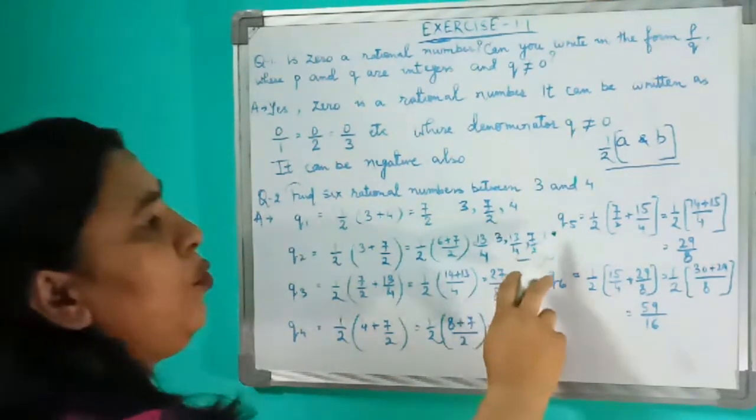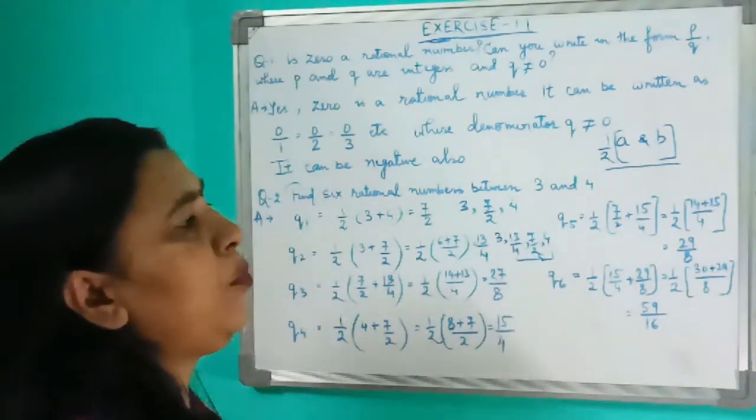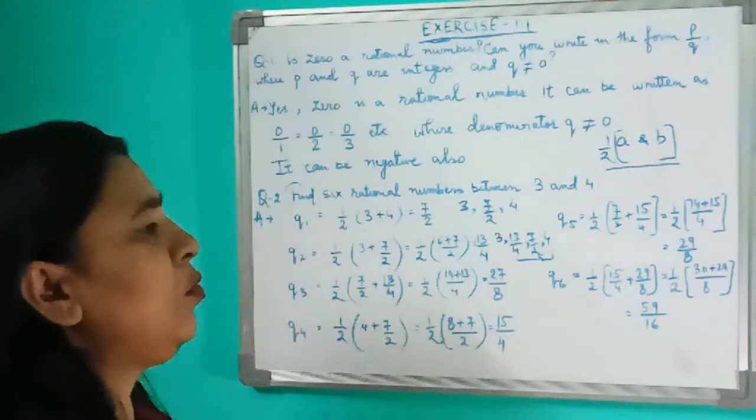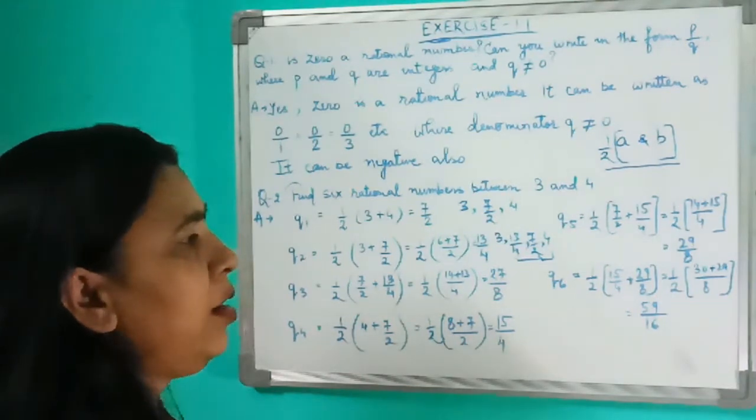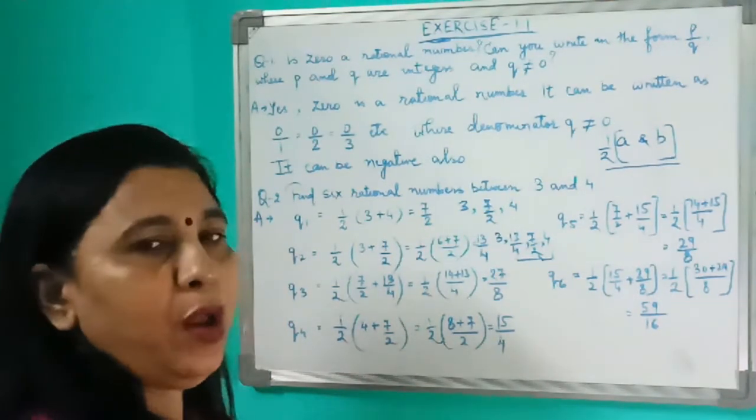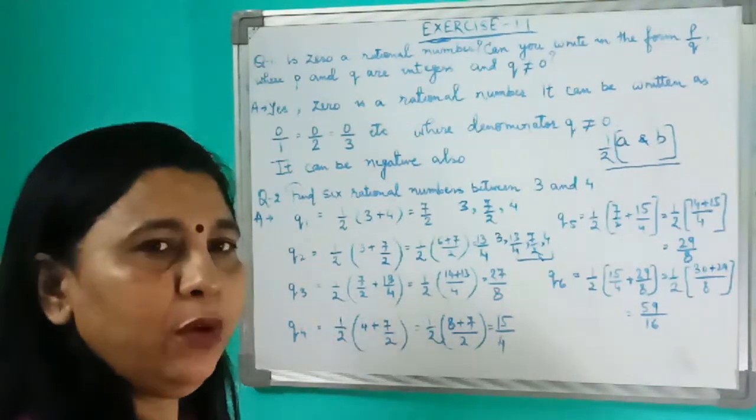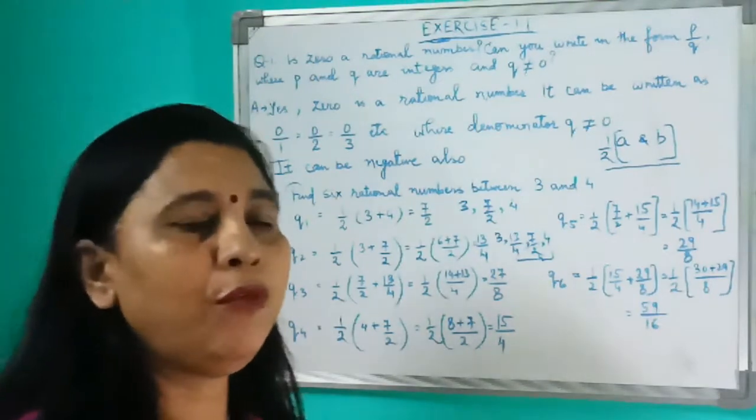In the same way q5 is equal to 1 upon 2 (7 upon 2 + 15 upon 4) which is equal to 29 upon 8, and q6 is equal to half (15 upon 4 + 29 upon 8) which is equal to 59 upon 16. In the next video we will solve question number 3 and 4.